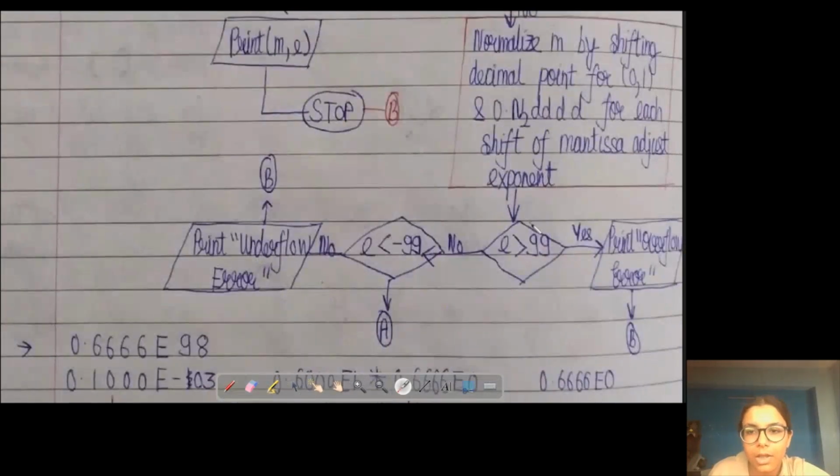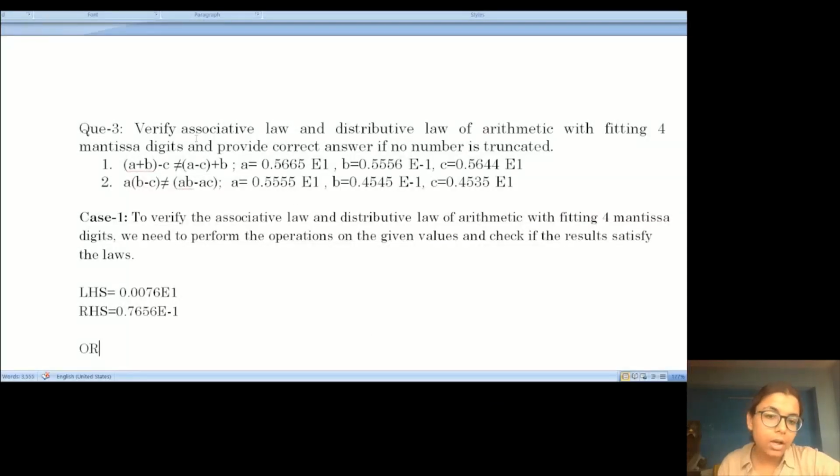And during normalization, if the exponent is more than 99, we have to print the overflow error. And if it is less than minus 99, it would print the underflow error. And that's how we did it.